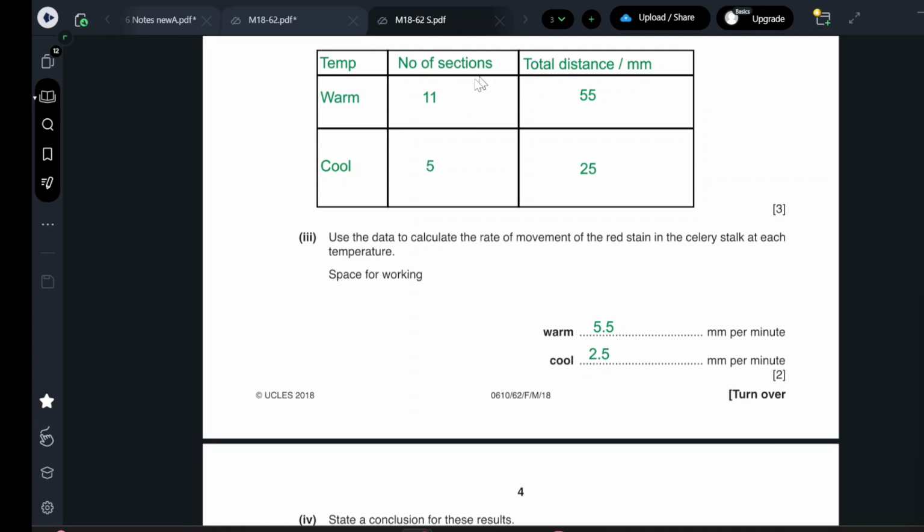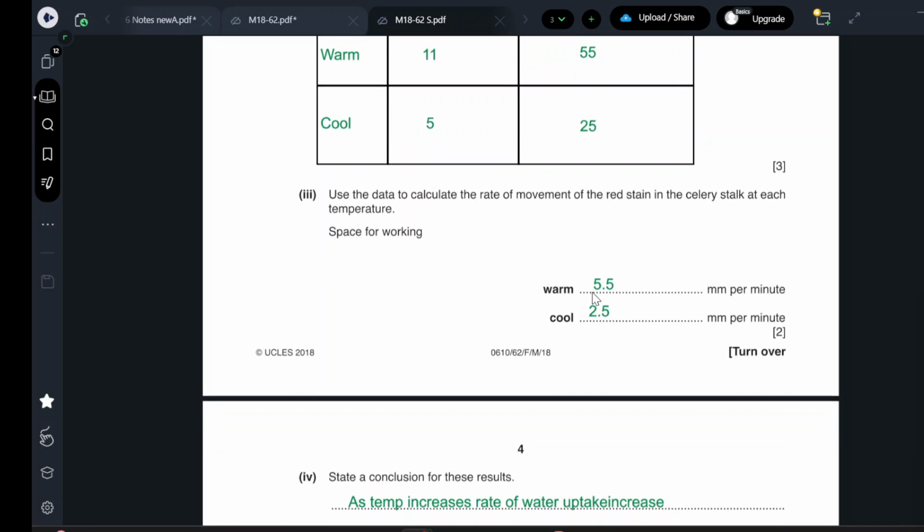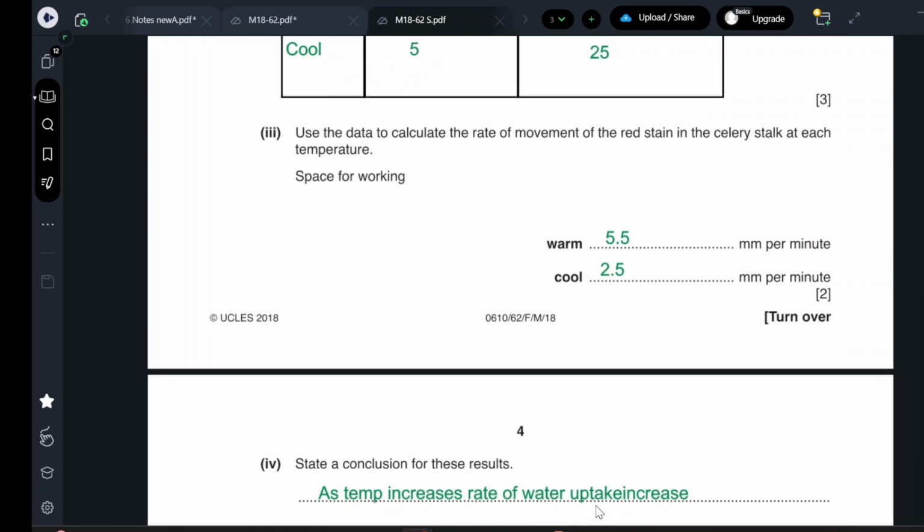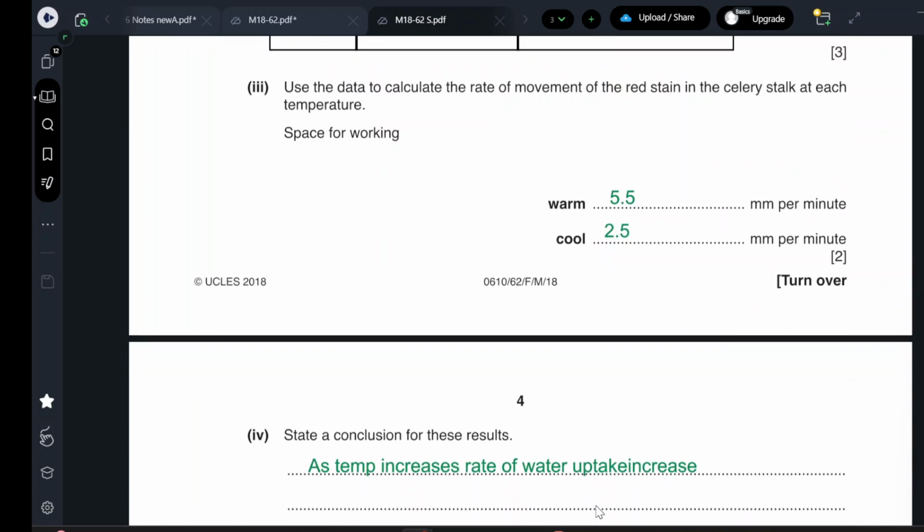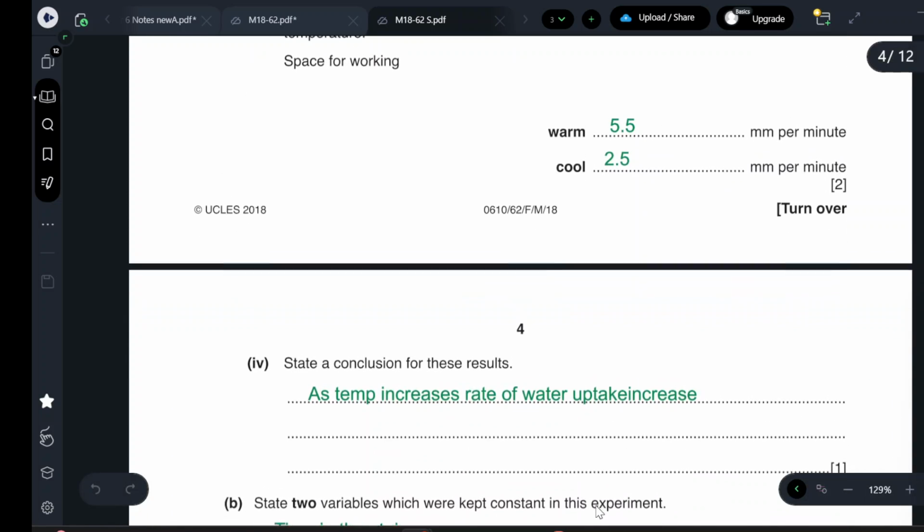State the conclusion for the results. The conclusion from my table, as I can see, is that in the warm one, the total distance was more. So the conclusion will be the higher the temperature, the more it moves, the more the water uptake. As temperature increases, rate of water uptake increases.